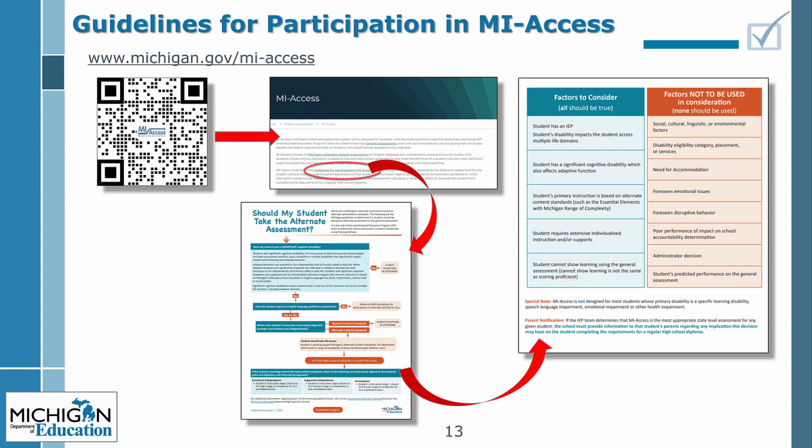The guidelines for participation in My Access can be found on the My Access webpage. By following this link and QR code, it will take you to the My Access webpage where, in the opening header, you will find a link to the guidelines. This document can help identify if the My Access test is appropriate for the student. However, this is not the only document to consider.